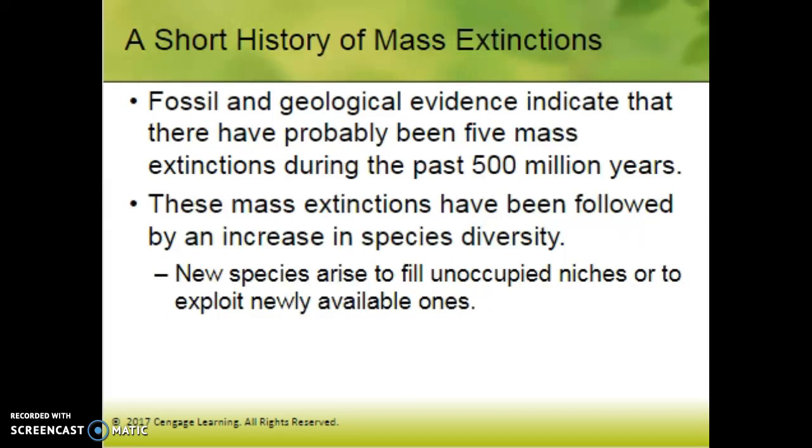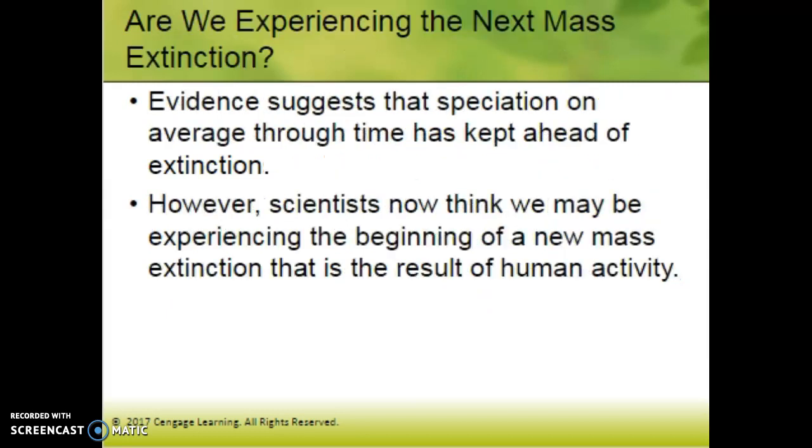So after there's a mass extinction, we see radiation events where tons of new species emerge quickly to fill those niches. Like I said, it appears that we're in the middle of the 6th mass extinction, and it's our fault. You see the speciation on average through time stays ahead of extinction, so we're gaining species, but we're not. You know what I'm saying? Like new species are emerging, but we're losing species faster than we're gaining new species. I hope that makes sense.